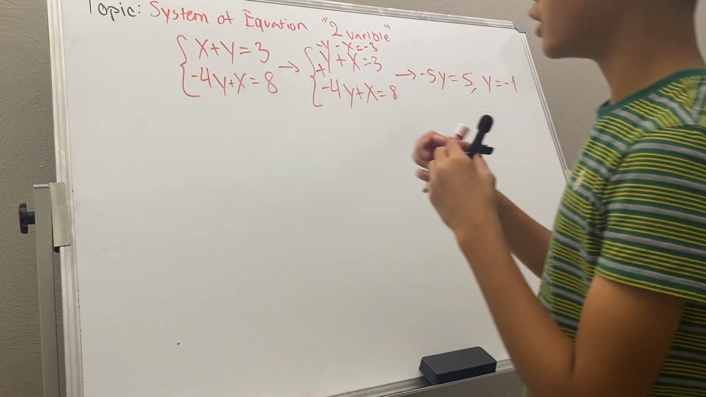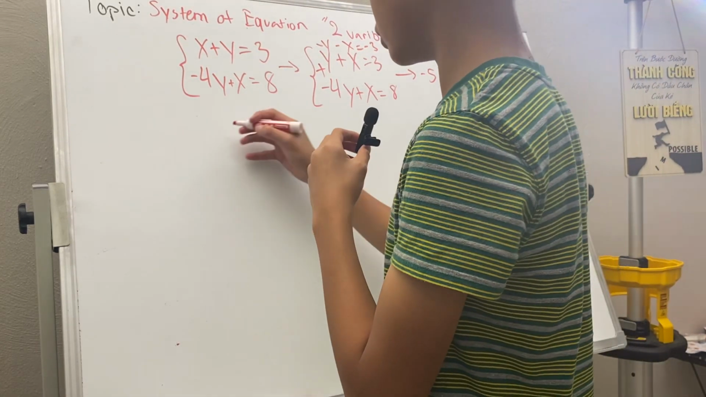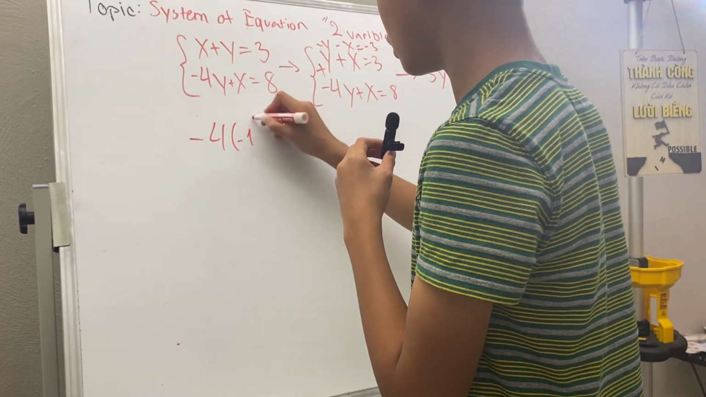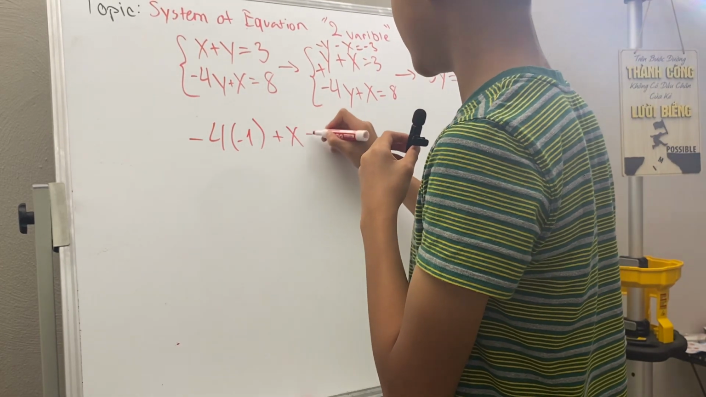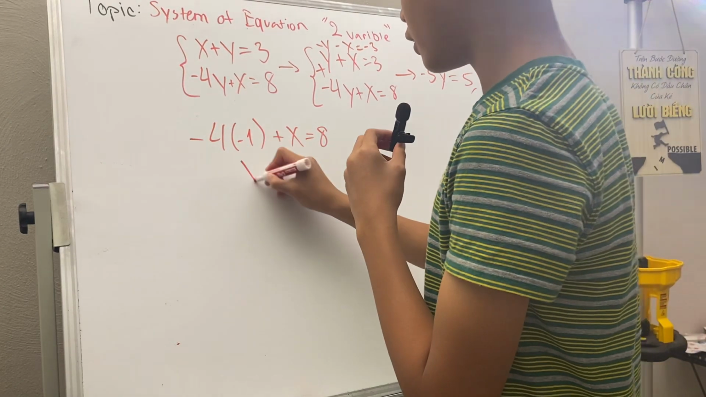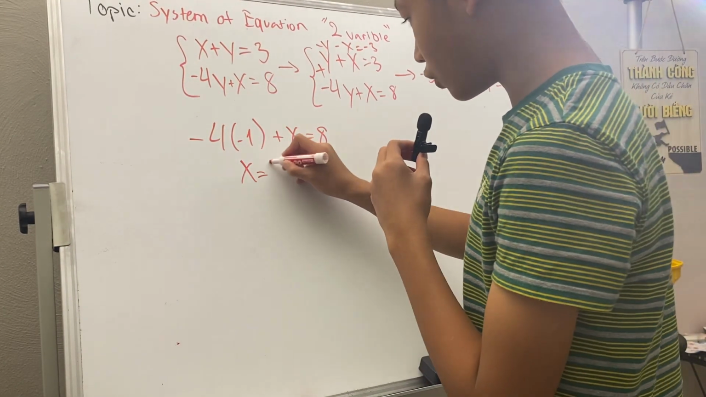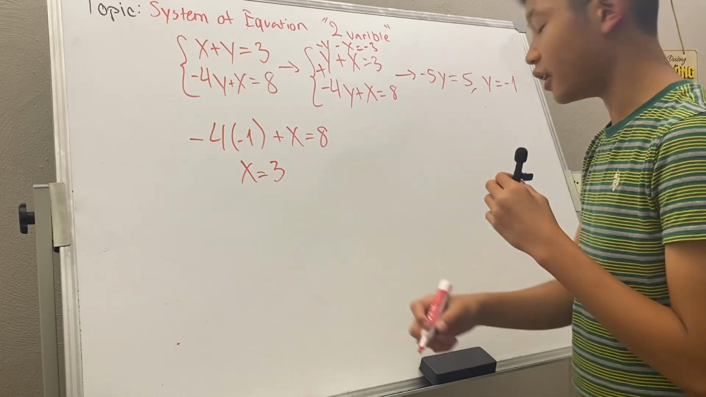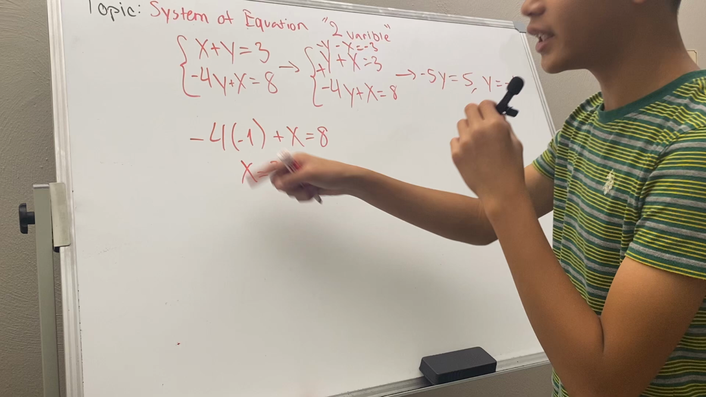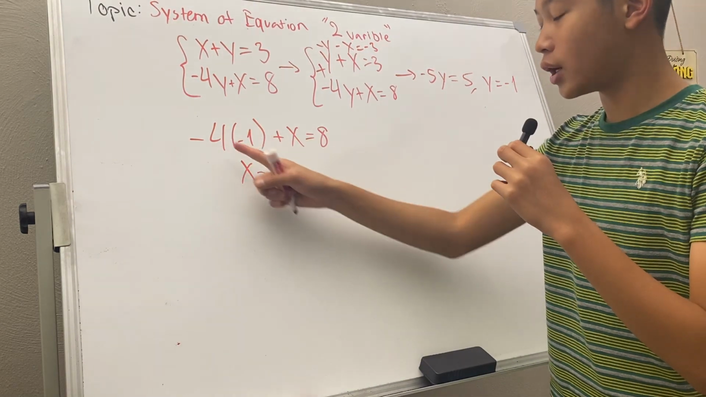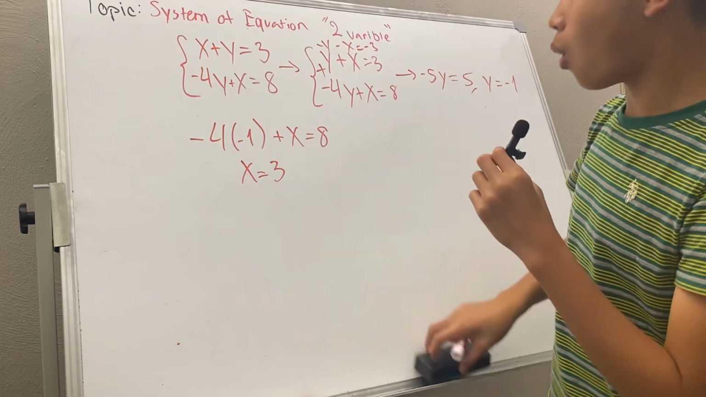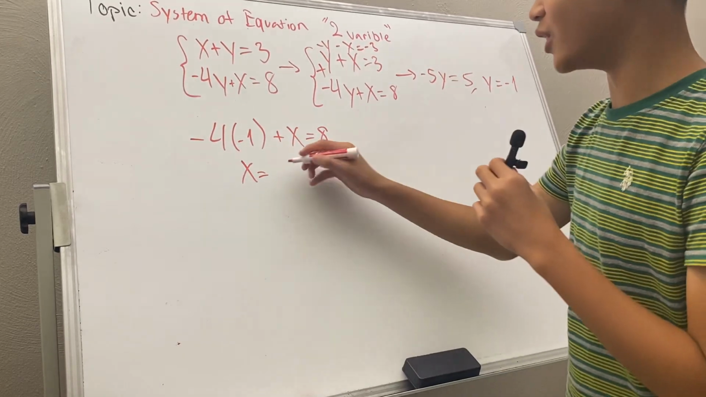Easy as that. So you plug into the first one, negative 4 times negative 1 plus x equals 8. This you get 5. Move to the other side, so you get 3. And that's it. I think I went too fast, right? This and this cancel to a positive 4. So 4 plus x, minus 4 both sides. I knew I was going too fast.